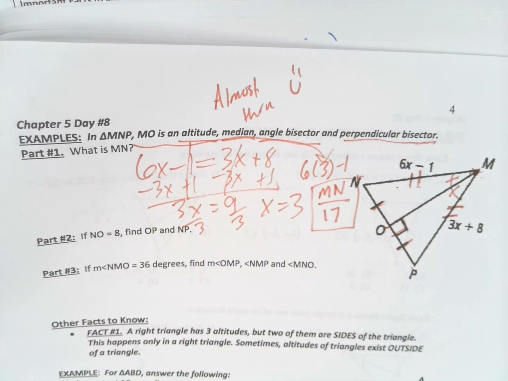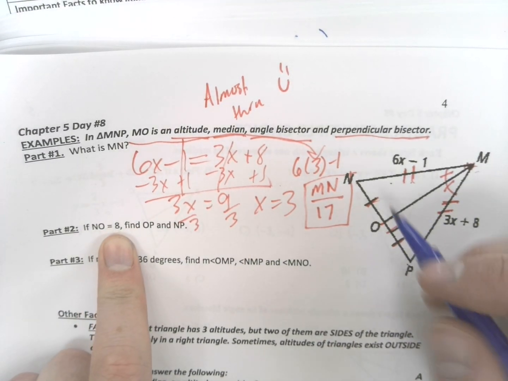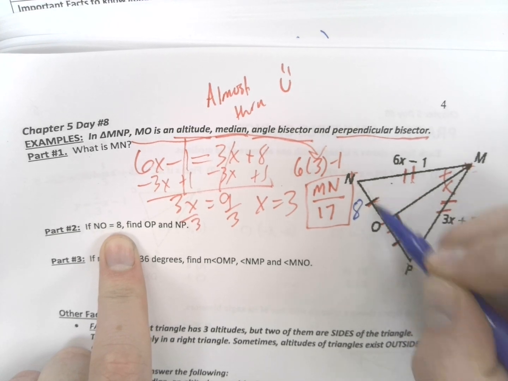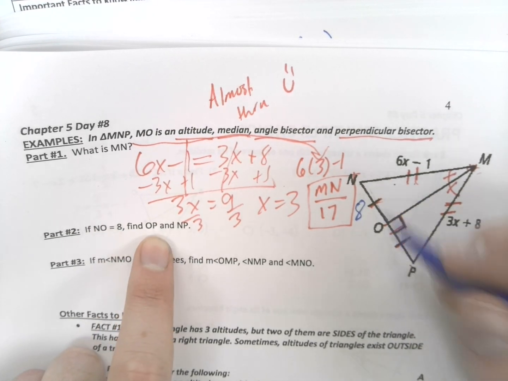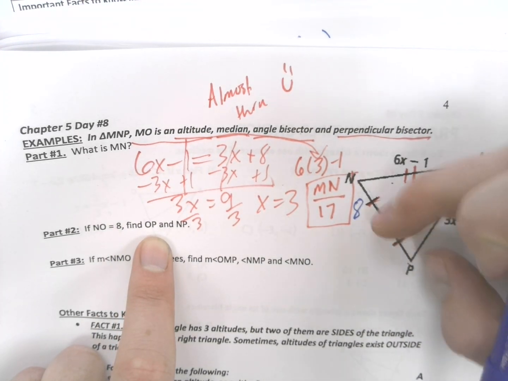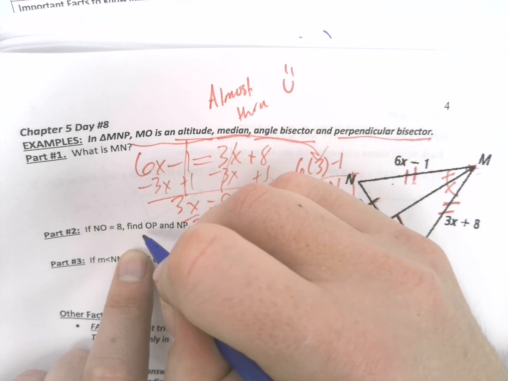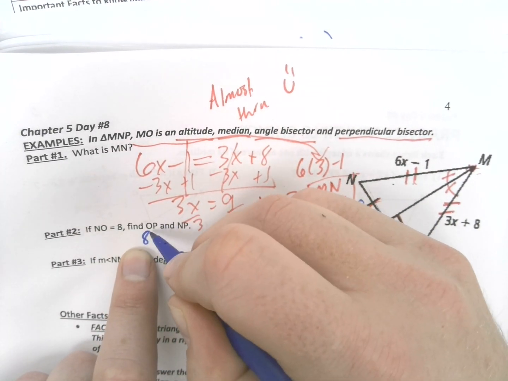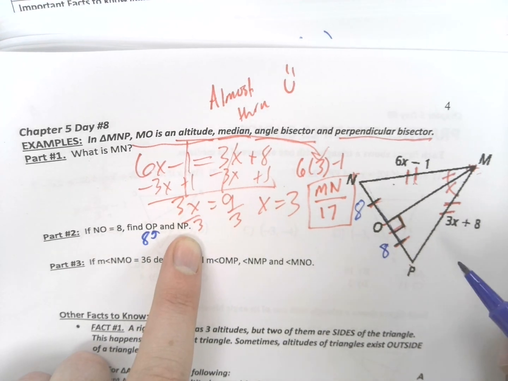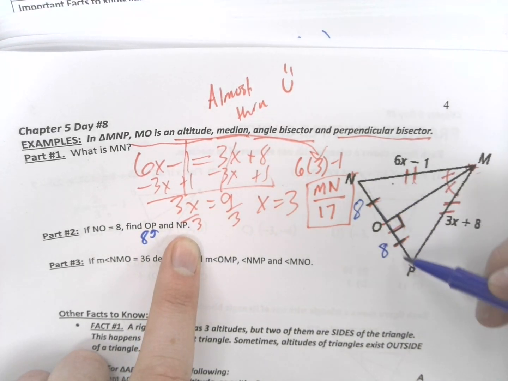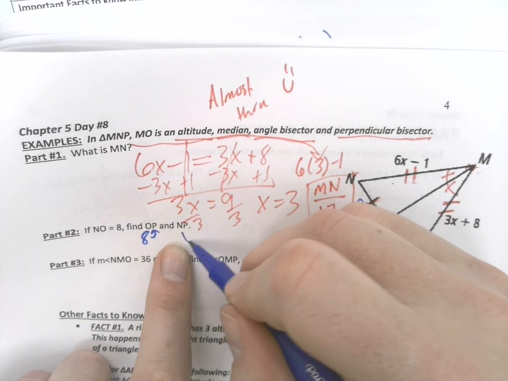Okay, well, how about this next one? If NO is 8, so if this is 8, find OP. Oh, wait a minute. NO and OP are the same. So that's pretty easy. That would be 8 also. And NP, so the whole piece here, well, 8 plus 8, going to be 16.